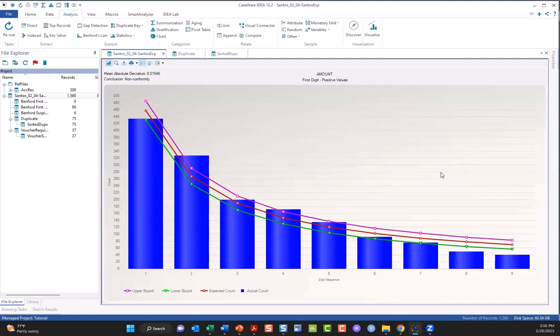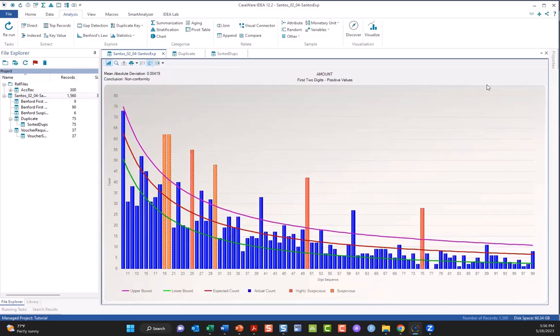So the first, just with a naked eye, doesn't look too bad, but we're going to go to the first 2. And so the first digit is that little tab there. The first 2 is that tab, and it looks like that. It is absolutely awful. The mean absolute deviation at 0.004 is essentially off the charts.